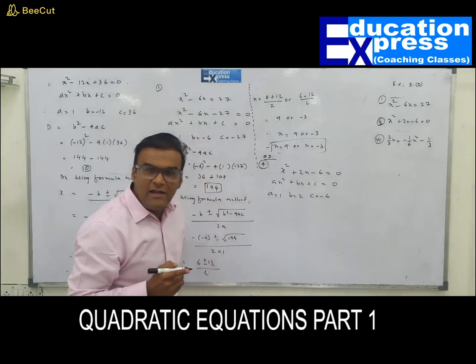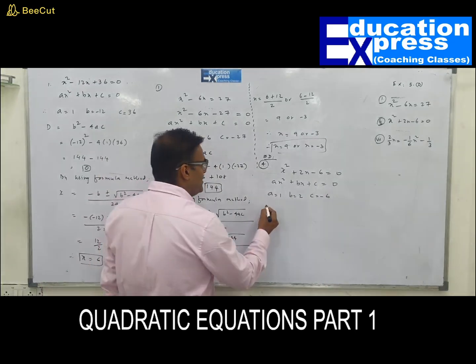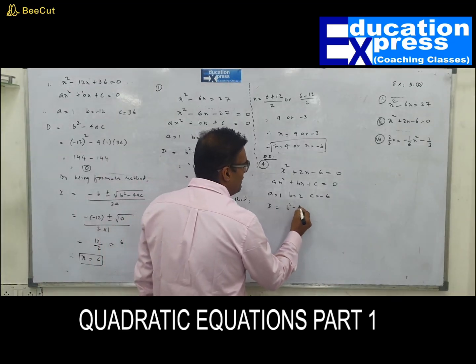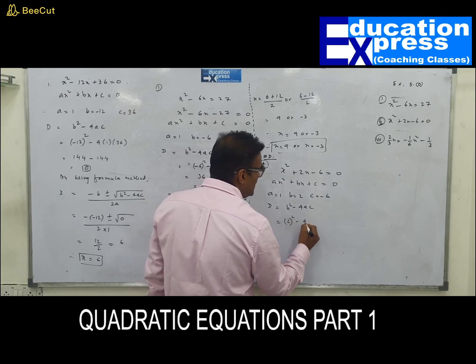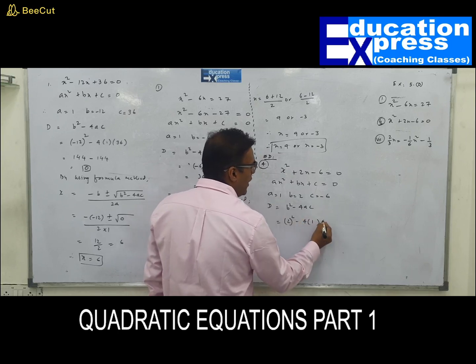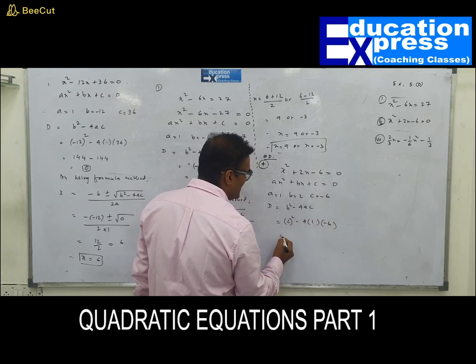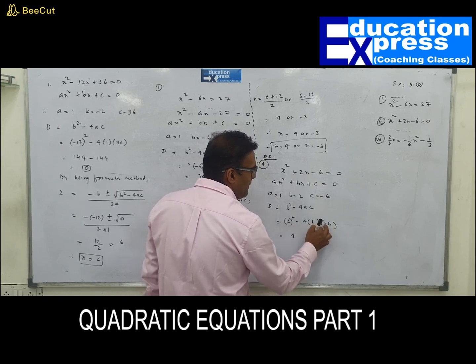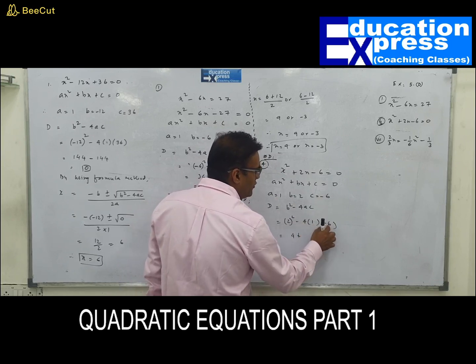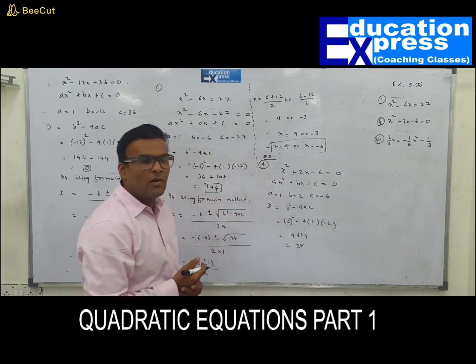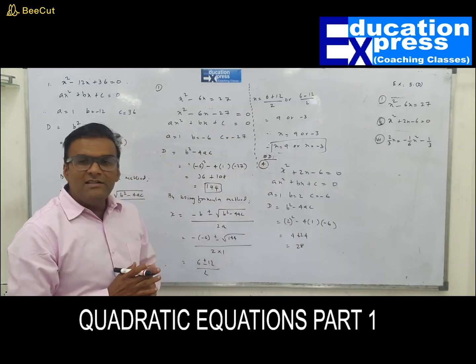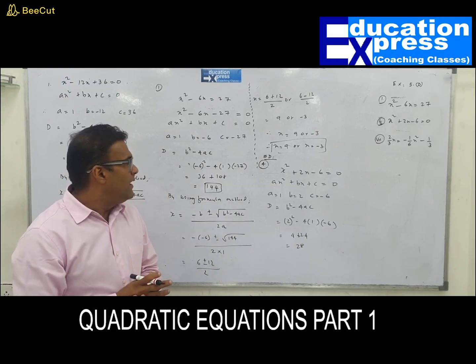What we have to find next? D. What is the value of d? D is b squared minus 4ac. Substitute the values. B squared minus 4. What is the value of a? 1. What is the value of c? Minus 6. 4 minus minus plus, 4 into 6, 24. What do you get? 28. So discriminant is 28.